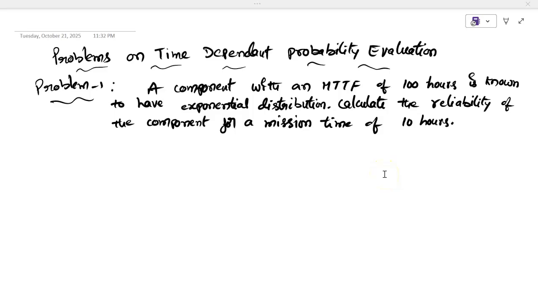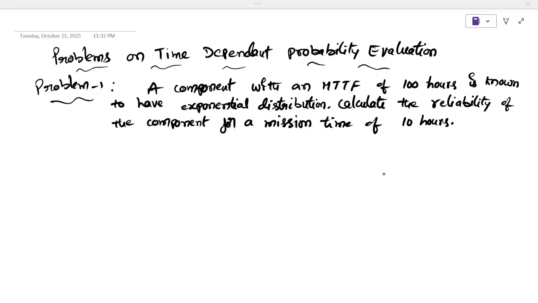Hi everyone, in this session I would like to explain a few problems on time dependent probability evaluation, numerical problems. Here is the first problem: a component with an MTTF, mean time to failure, of 100 hours is known to have an exponential distribution. So this is time dependent probability evaluation using exponential distribution. They are asking: calculate the reliability of the component for a mission time of 10 hours.